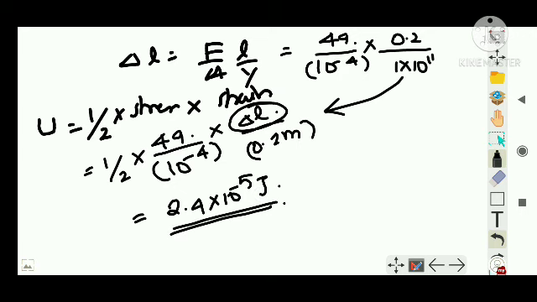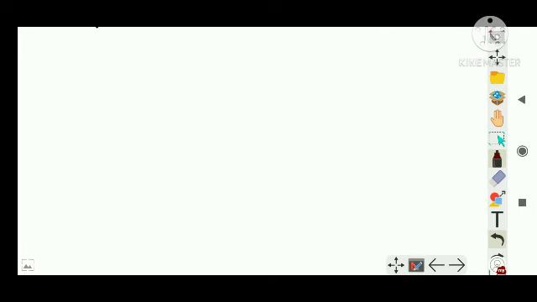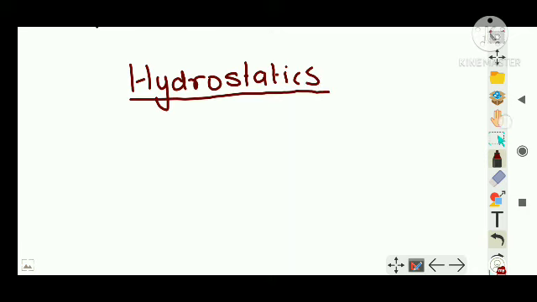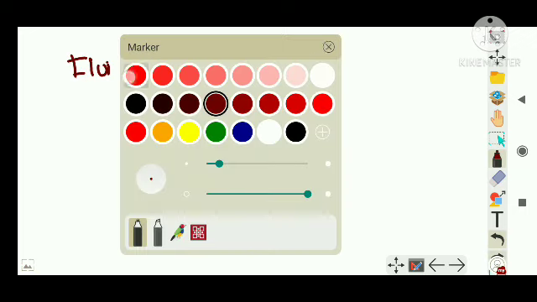Clear, right? So now I want to move on to the next chapter. Only a few minutes we will talk about it. Mechanical properties of fluids, or this is actually from a branch which is called hydrostatics. Here first we'll talk a little bit about what you mean by fluids, right?